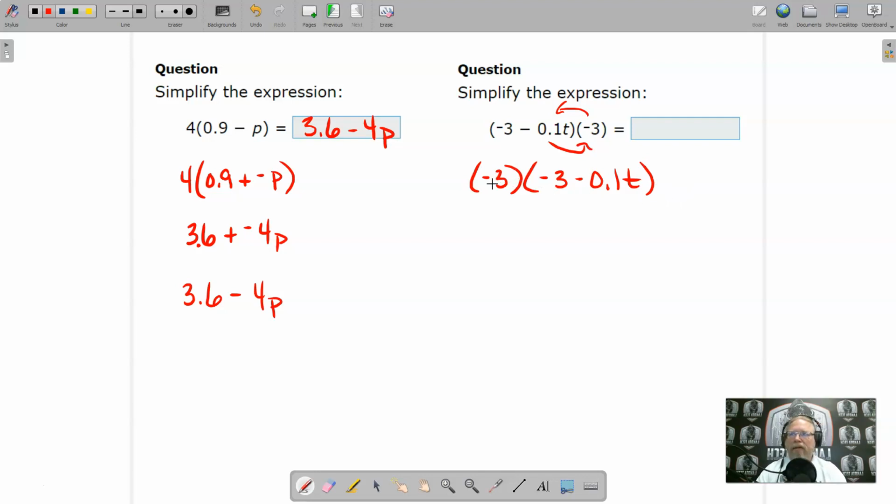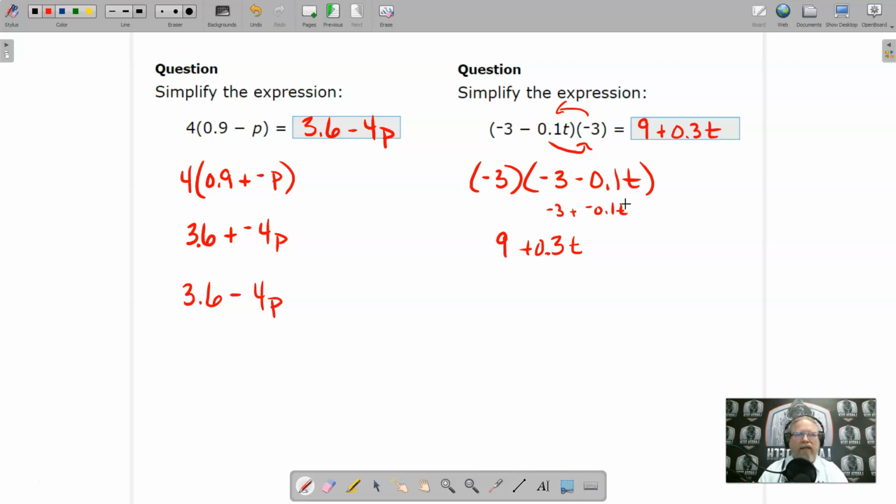Now we want to do the distributive property. So negative 3 times negative 3, well, negative times negative is indeed a positive. 3 times 3 is 9. And then remember this is negative 3 plus negative 0.1t. So that is a negative times a negative, so it's going to equal positive. And 3 times 1 is 3, but I have one decimal place here, so that's going to be 0.3. And the t goes along for the ride, so I end up with 9 plus 0.3t.